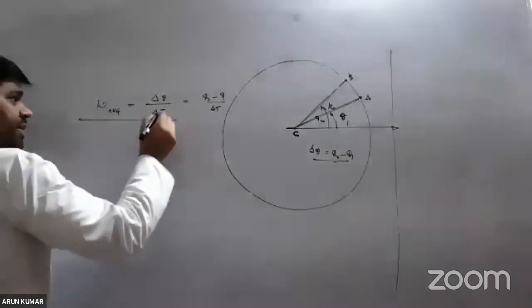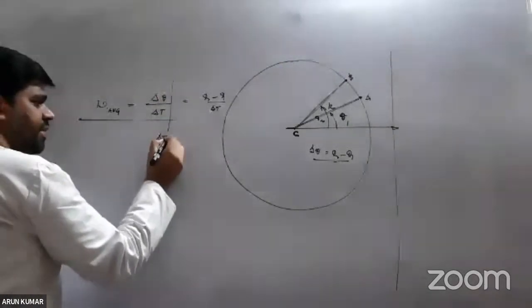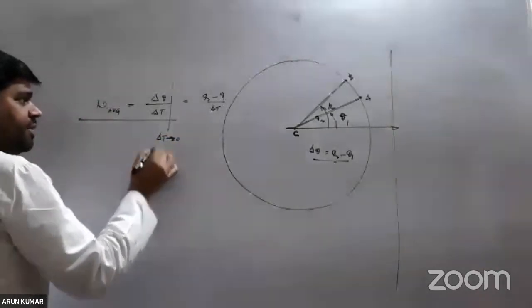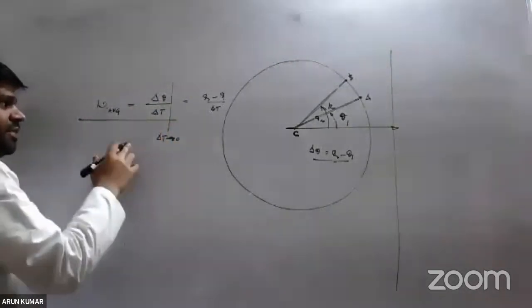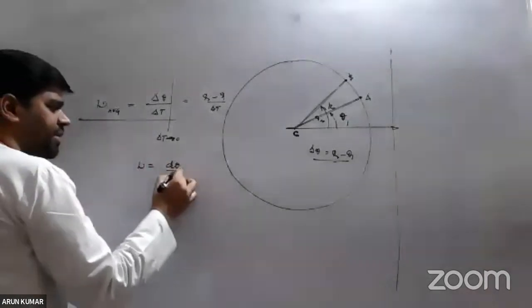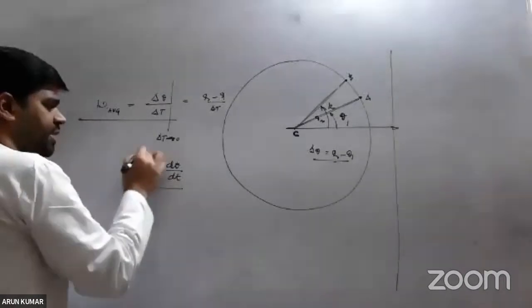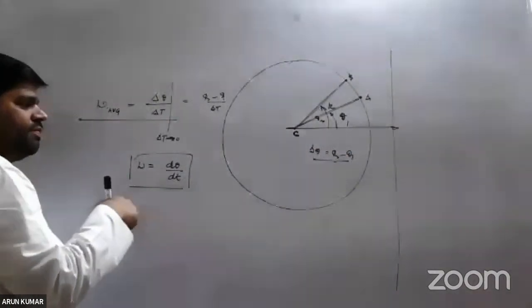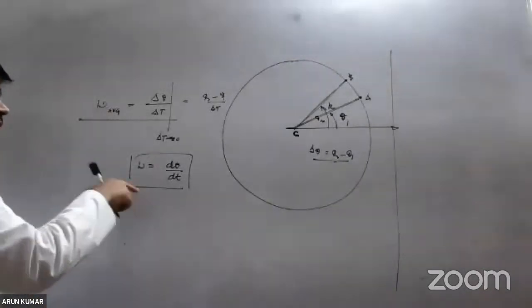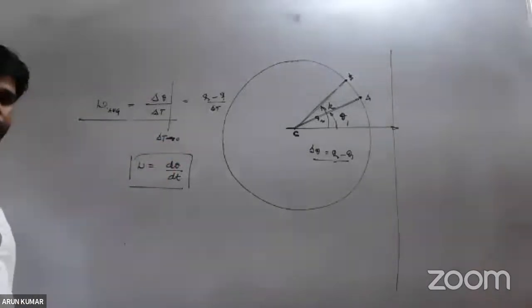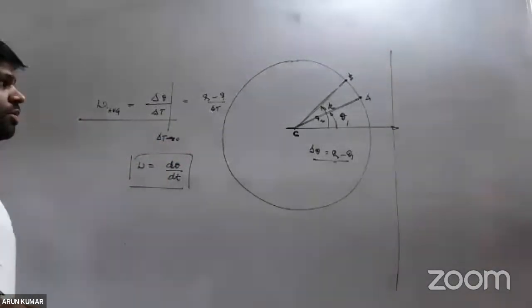But if I make this delta t tend to 0, delta theta becomes d theta, delta t becomes dt, and I have omega is equal to d theta by dt. As you have instantaneous velocity in linear, rectilinear motion, I've got instantaneous angular velocity here, which is the limit of the average angular velocity as delta t tends to 0.